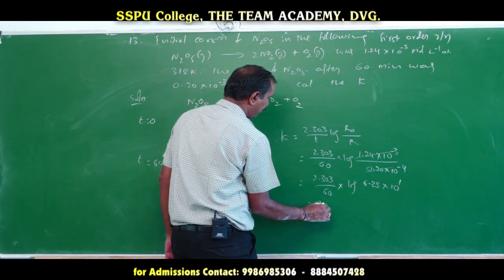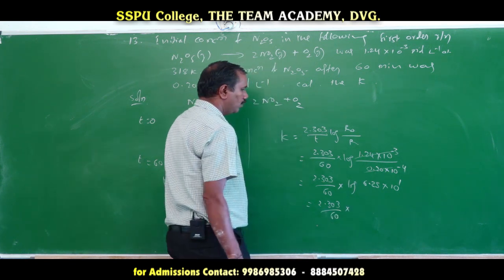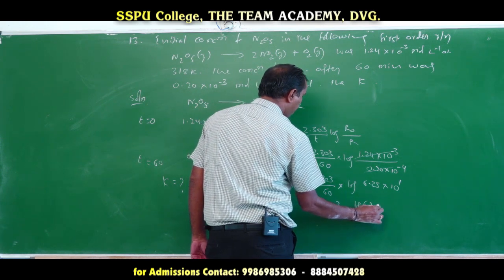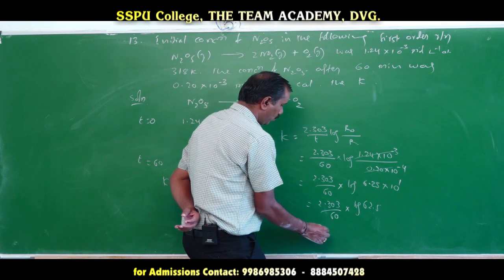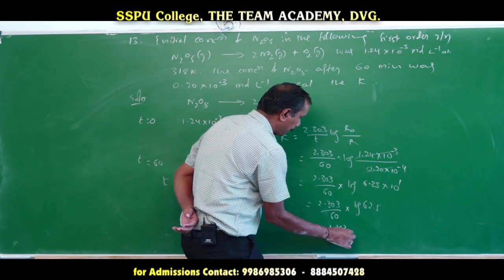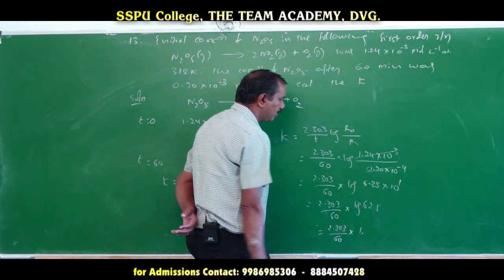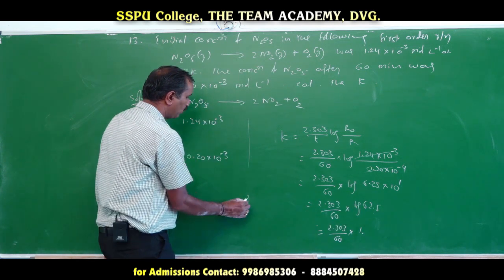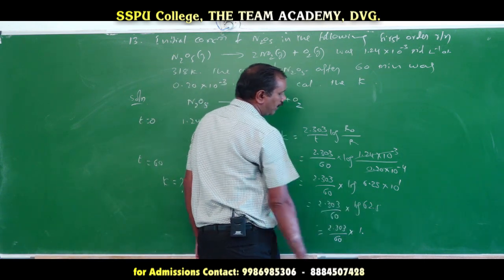So 2.303 by 60 into log 62.5. The characteristic value for 62.5 is 1. Before the decimal point, 2 digits are there, n minus 1, 2 minus 1, that is what? 1. So 62.5.